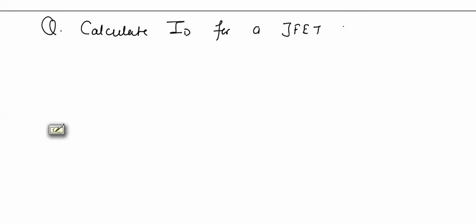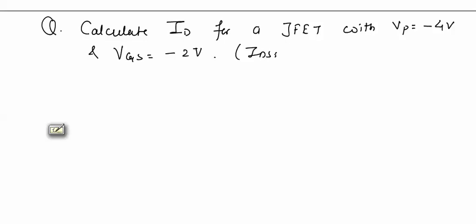Next question. Calculate the drain current ID for JFET with Vp equal to -4 volt and VGS equal to -2 volt. This JFET has IDSS equal to 10 milliamperes.